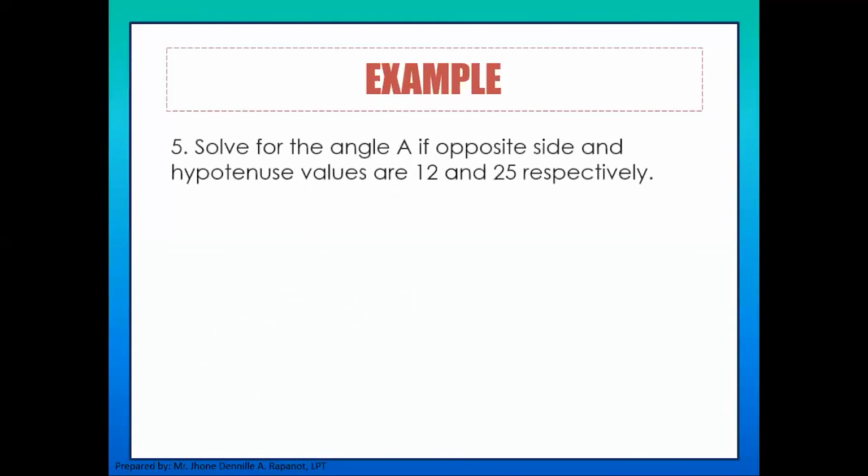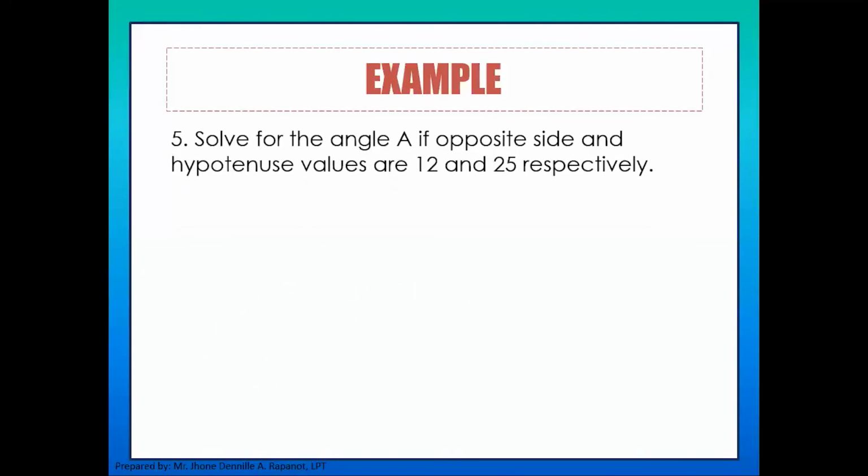Now, let's have example number 5. In number 5, we have to solve for the angle A if the opposite side and hypotenuse values are 12 and 25 respectively. So here's the illustration for the right triangle for this particular problem. So we have the value for this leg, which is 12, and the hypotenuse is 25. And what we're after here is to solve for the angle A.